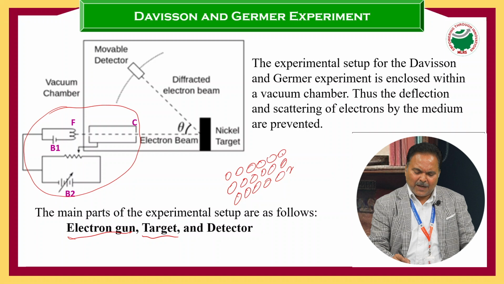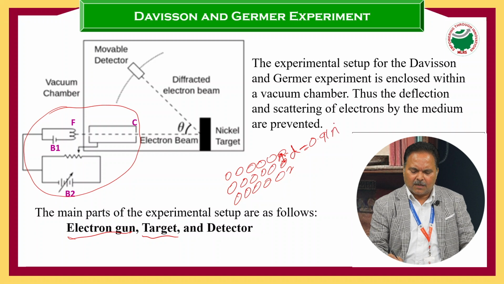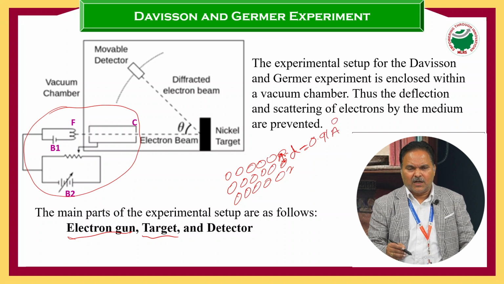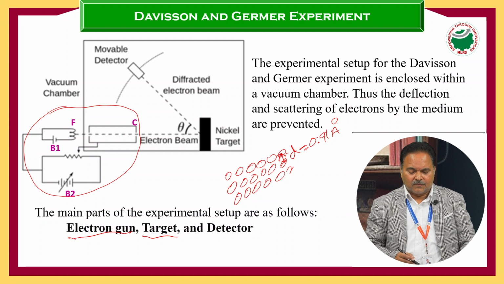The planes in a crystal are called crystalline planes. The distance between two planes is called d, the displacement between two planes. In a nickel crystal it is 0.91 angstroms. This is already calculated. So this value is 0.91 angstroms for the nickel crystal.